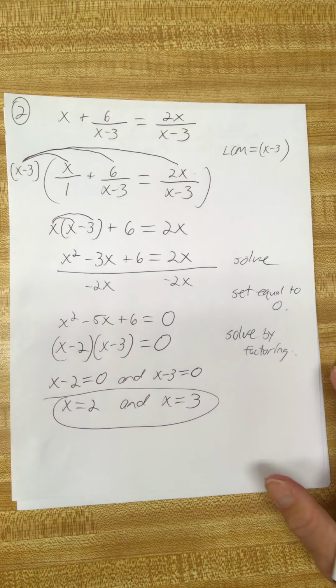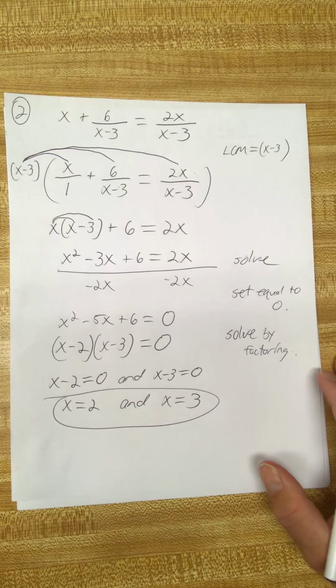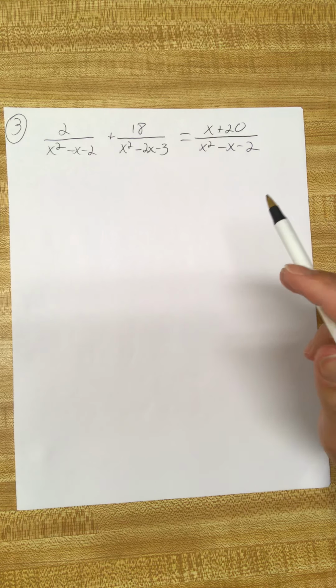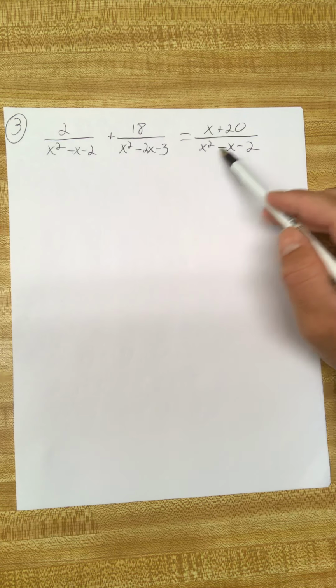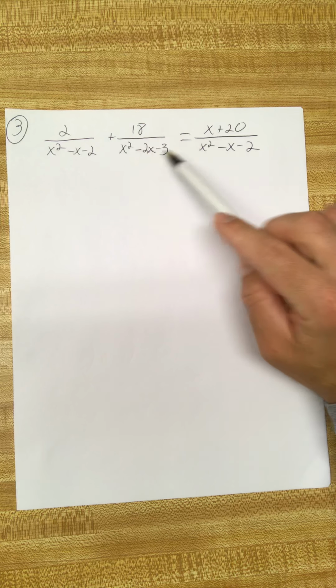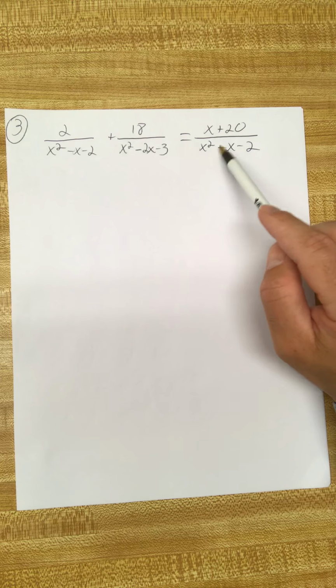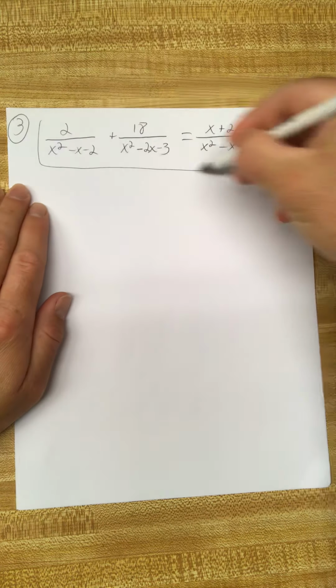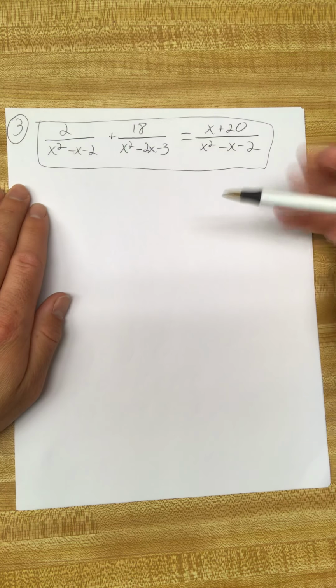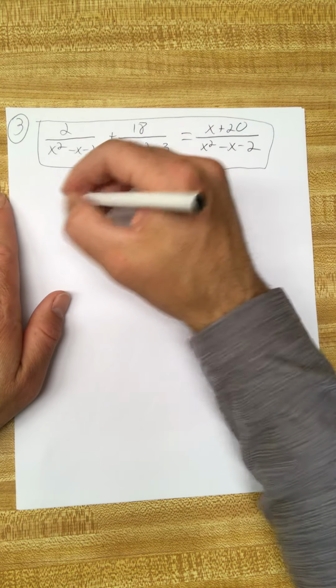Okay, the next one's going to be a little bit similar, except there's going to be some more work as far as getting rid of your fractions there with figuring out your LCM. So when you're given a problem, in this case here, where you have these unfactored quadratic trinomials in the denominator, the first thing you want to do is get those factored. So you know what each denominator is made up of.